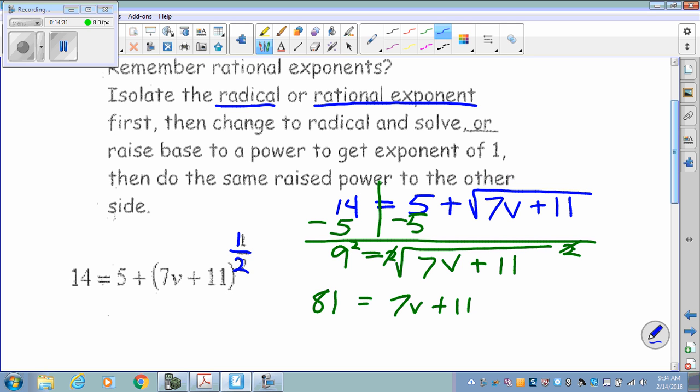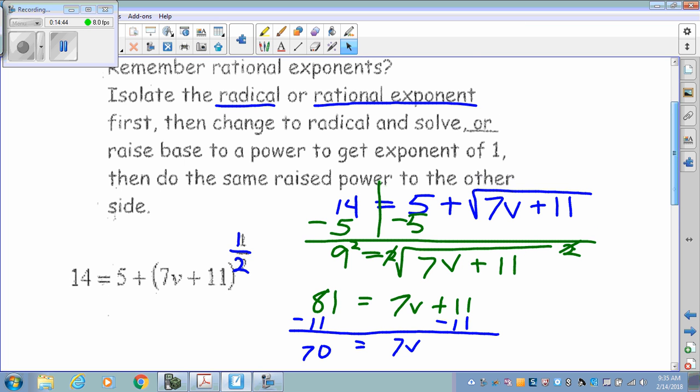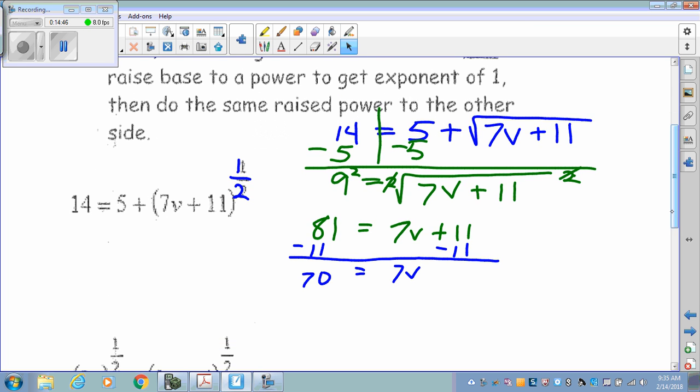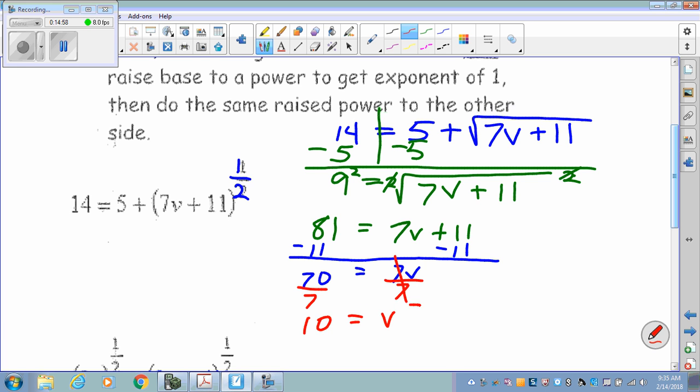And now I'm just trying to get b by itself, just like always. And I'm going to start with getting rid of the 11. So I have 7b equals 70. Okay. And then I'm going to divide by 7. Because 7 divided by 7 is 1, and by the identity property, 1 times b is b. And 70 divided by 7 is 10. So that is my solution.